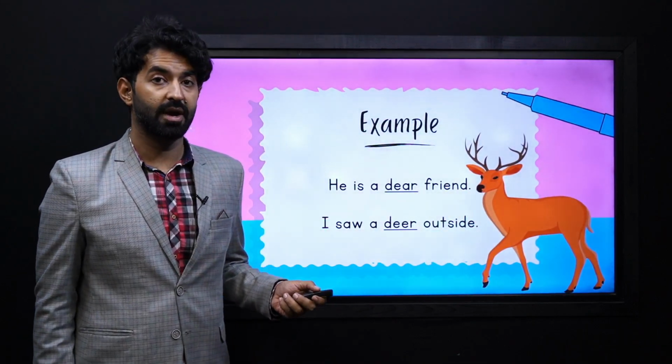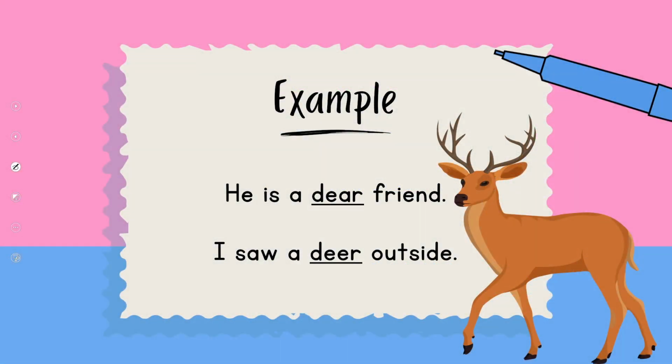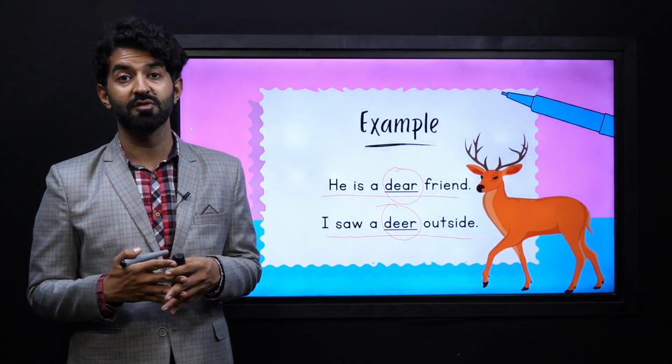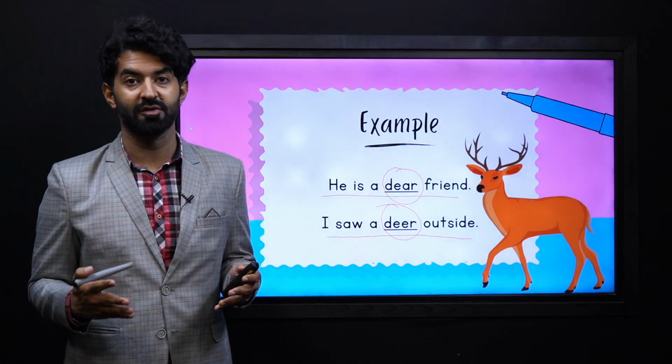Now let's look at the example. You would say, he is a dear friend, and I saw a deer outside. Now this dear is an adjective, and this deer is an animal. They are used in different contexts, they have different meanings, but they sound the same, and it is very fun to find homophones in your lesson, in your text.